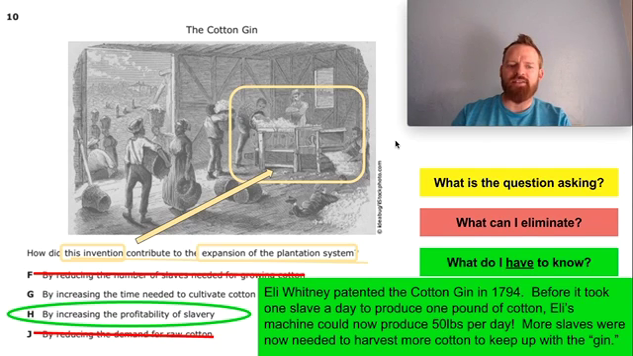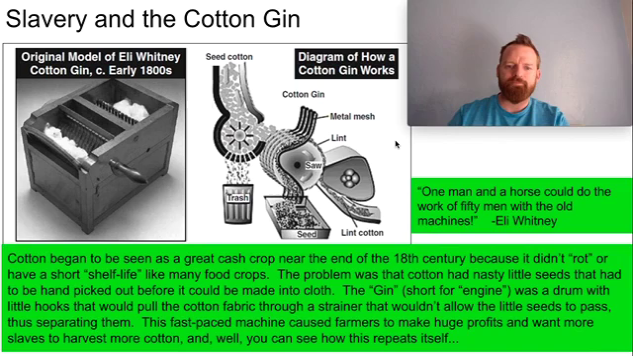So that leads us to the answer that says, by increasing the profitability of slavery. Well, before, one slave could produce 1 pound, now one slave could produce 50 pounds. It just becomes logical that the profitability of slavery was now greatly increased.